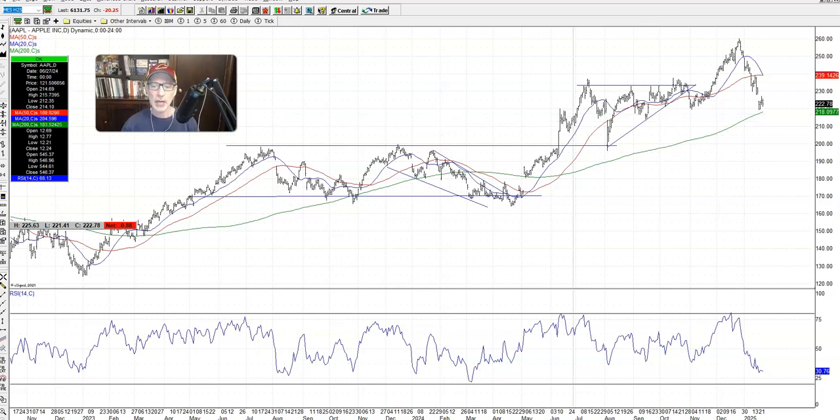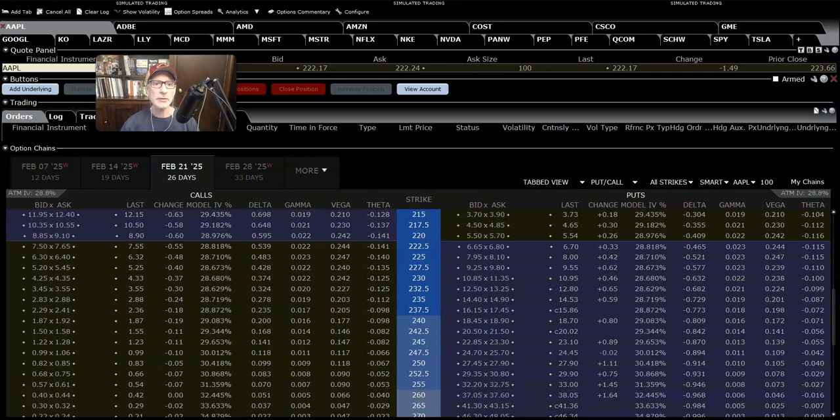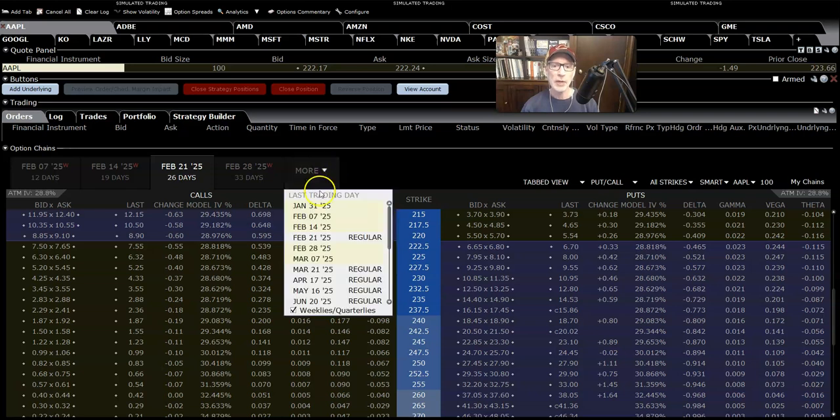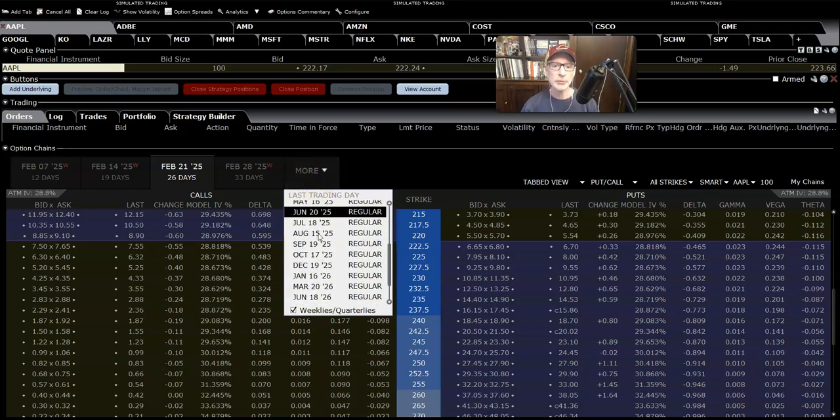Okay, so let's pull up our option chain here. This is an option chain for Apple. We've got call options on the right, put options on the left. Here's the bid and ask prices. These are the columns that you want to concentrate on most: the bid and ask column, your delta column and your theta column. And I'm going to show you exactly what those numbers mean. And here are all the expiration dates for Apple. Apple has expirations every Friday of the month. And if we click on the more drop down here, you can see all the expirations for Apple.